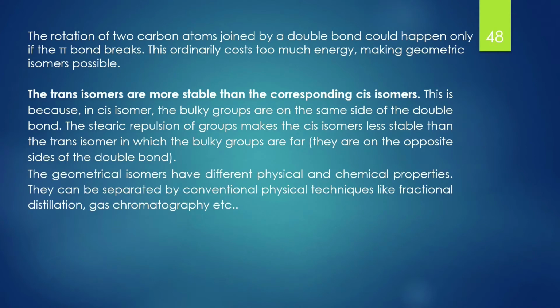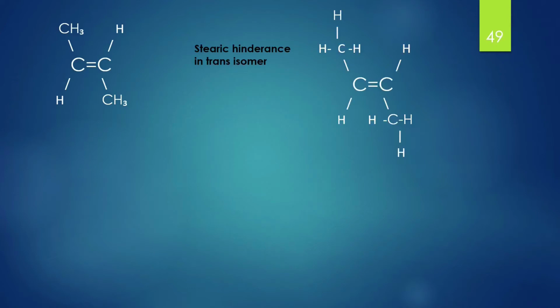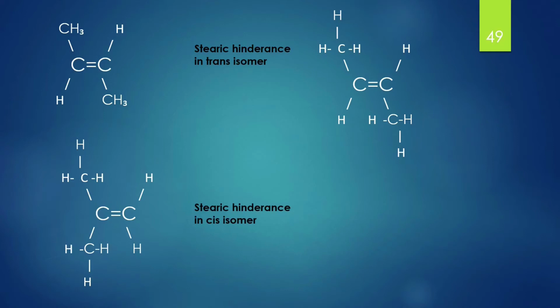The geometric isomers have different physical and chemical properties. They can be separated by conventional physical techniques like fractional distillation, gas chromatography, etc. This slide shows the position of steric hindrance in the trans and cis isomers more clearly, and you can locate the position of like and different groups easily.